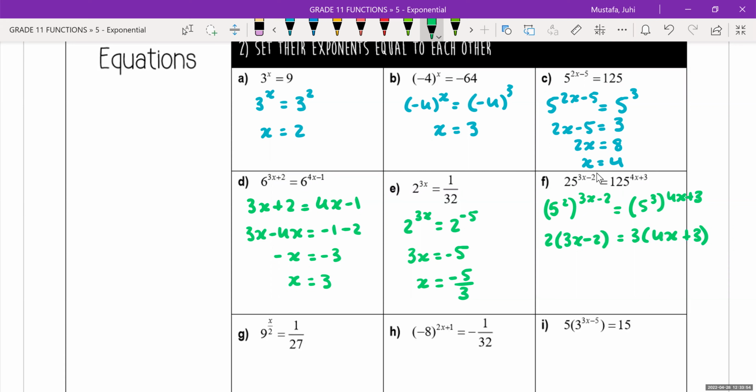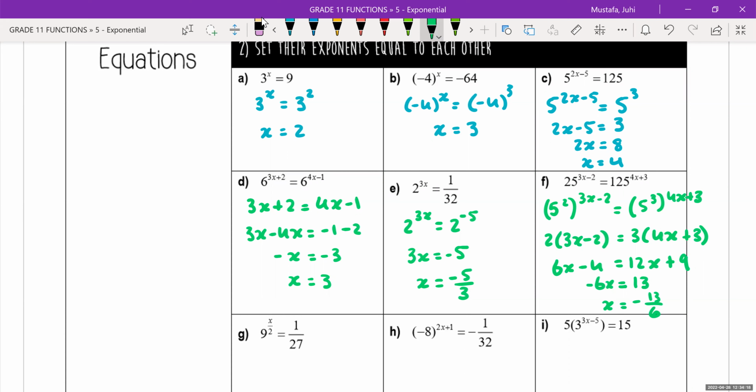Okay, so this is going to be 6x minus 4 is equal to 12x plus 9. I move this over, it'll be negative 6x is equal to 13. And so I'm getting x to be equal to negative 13 over 6. Did you guys get that as an answer as well?